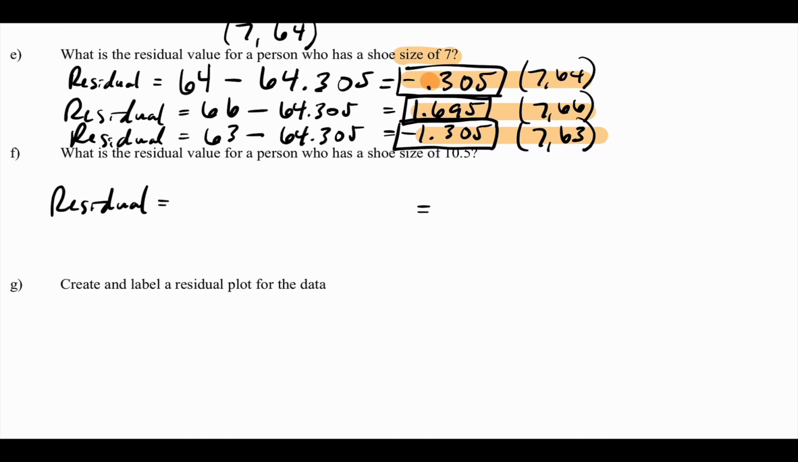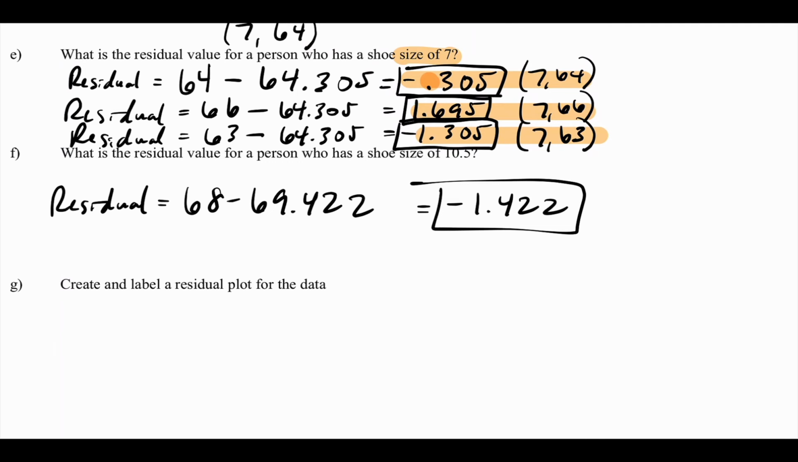So what minus what? 68 minus 69.422. All right. Let me write that down. 68 minus 69.422, and we get negative 1.422. Did I predict too high for that person or too low? That person was 68 and I predicted 69.4, so I predicted too high, because the point is below the line.